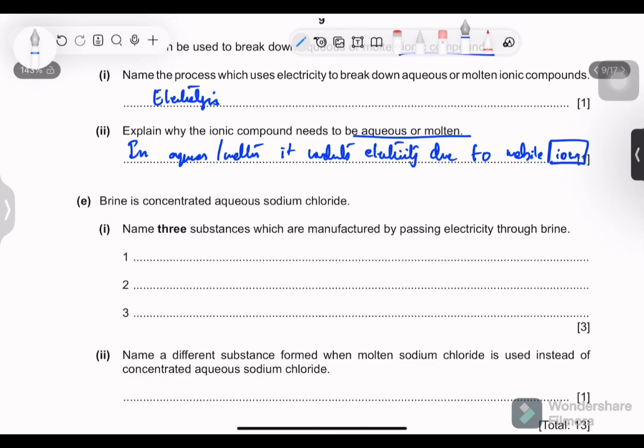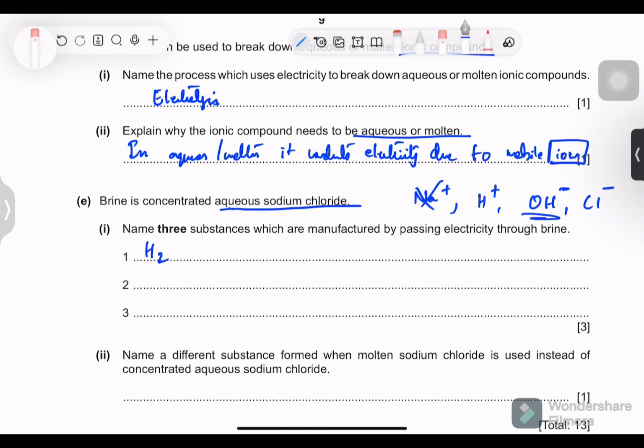Brine is concentrated aqueous sodium chloride. Name the three substances which are manufactured by passing electricity through brine. So we have the cations Na plus, H plus, and the anions OH minus and Cl minus. What will happen is that we know Na plus never discharges, so Na plus won't be produced. Hydrogen will discharge because hydrogen is way below Na in the reactivity series, so hydrogen is produced.